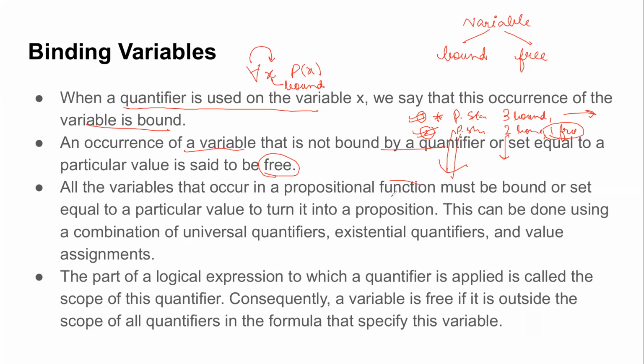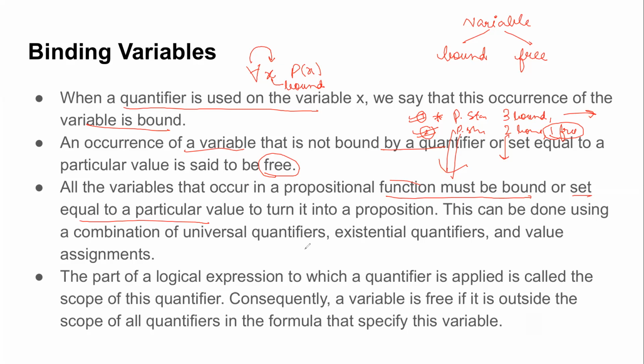Either you bind them using a quantifier or you fix their values. Until and unless all the variables are bound or their values are set, you can never change it into a proposition. So how do you bind the variables or assign values? As we studied, you can use different quantifiers, universal or existential, or you can do value assignments, or you can even use other kinds of quantifiers. The basic idea is, if you ever want to change a propositional function to a proposition, all the variables should be bound or have some value assigned to them. If there is even a single free variable, you cannot change it into a proposition.